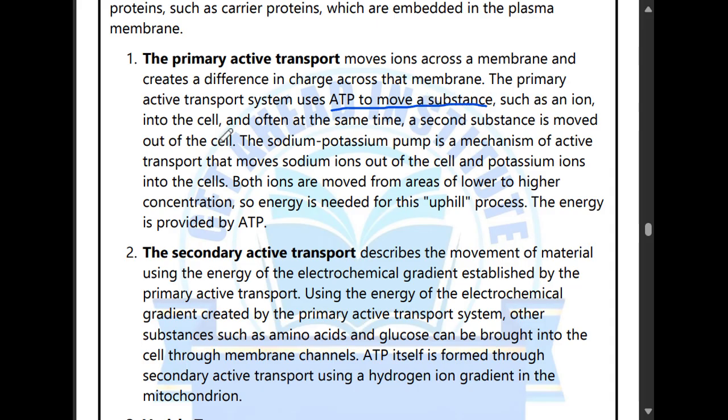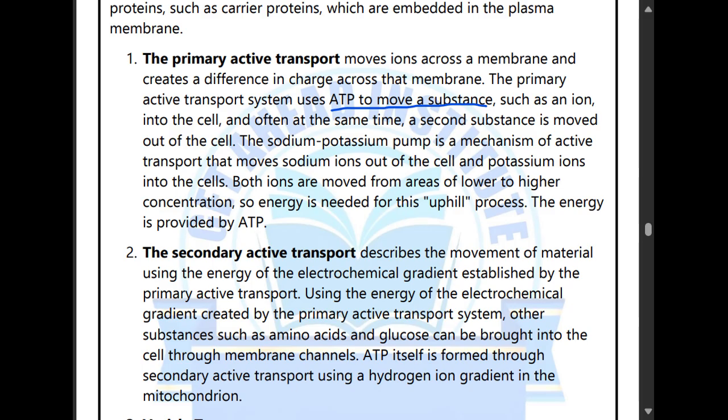Now you need to understand that the sodium potassium ATPase pump is a mechanism of active transport. This is an example that was covered in that lecture, and I just included it here for the sake of understanding. It moves sodium ions out of the cell against the concentration gradient. Remember, sodium is more outside the cell than inside the cell. So for it to move outside the cell, it means it goes against what?